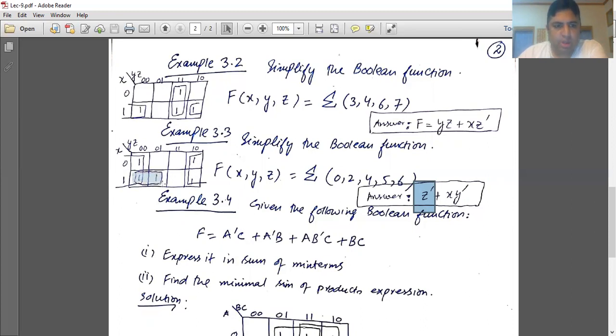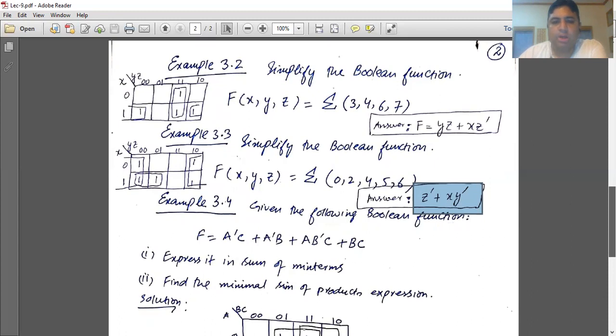And the next step is these 2 ones taken adjacent. You will see which variable is changing. You can see on top that z is changing from 0 to 1, but the function remains the same. So z will be eliminated, and the other two variables are x equal to 1 and y equal to 0. x y bar is your second term. So z bar plus x y bar is your simplified answer. So this is the third example. If you have any confusion, you can ask in our online lecture.